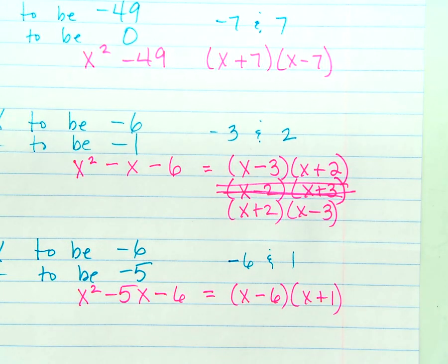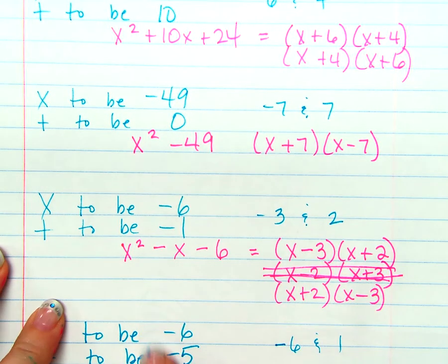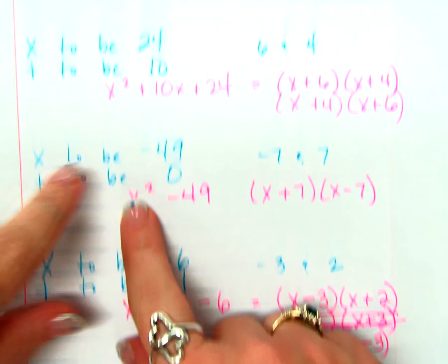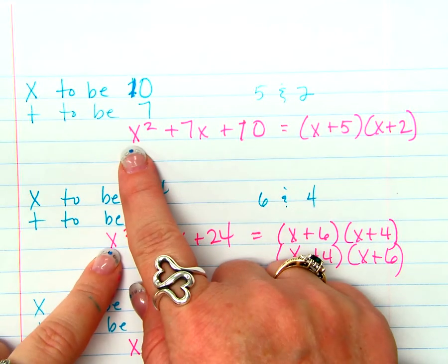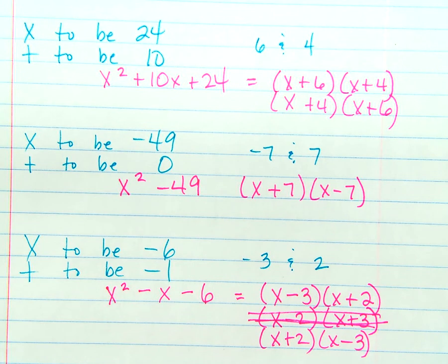That's as far as we're going today with factoring. Okay? Because if you'll notice on the trinomials, I didn't give you any trinomials with a number in front of the x squared, did I? We will worry about that tomorrow.